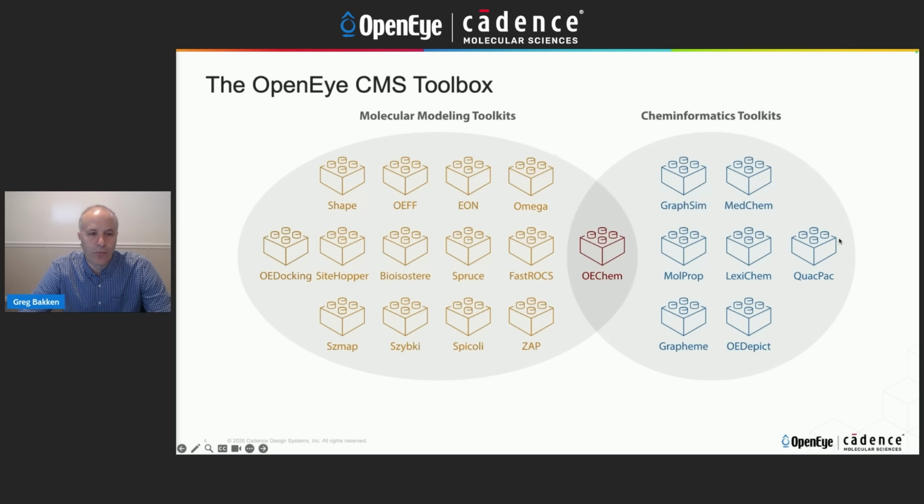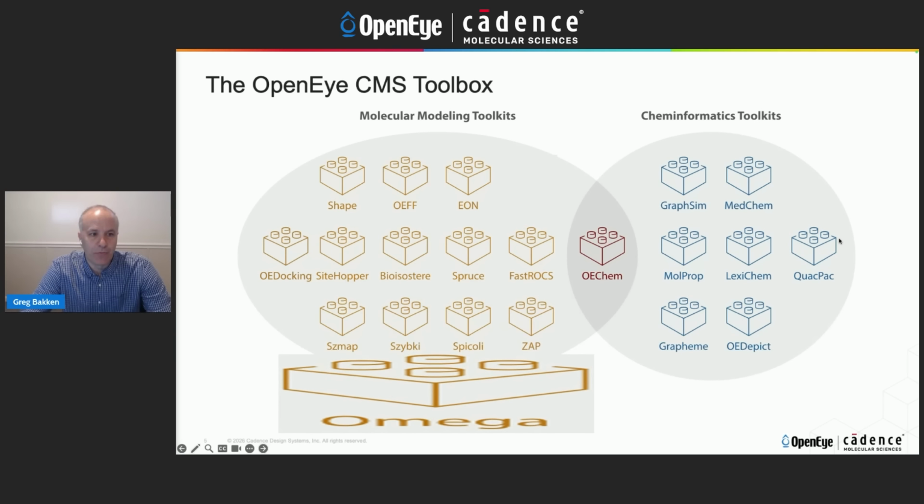So this shows our array of toolkits broken apart as those that support molecular modeling efforts and those that support cheminformatics efforts, with OEChem sort of as the linchpin that joins the two. I think on the molecular modeling side, it might be more accurate to think about it like this, with Omega as the foundation. Omega conformer generation supports many of the other toolkits and workflows that our tools support, and so any improvement we can make in Omega is going to benefit many other things.